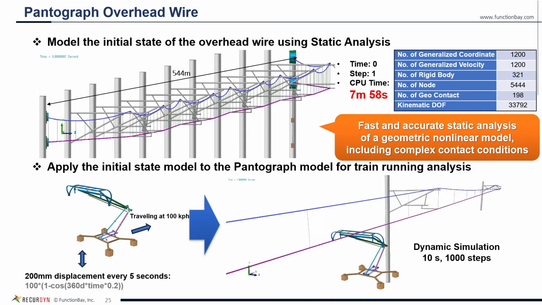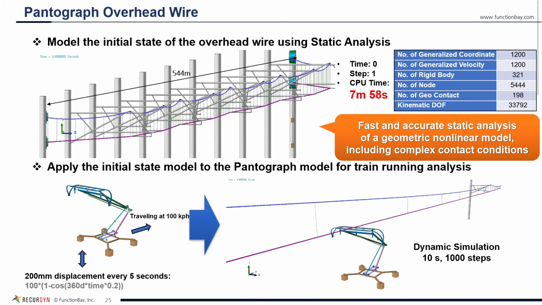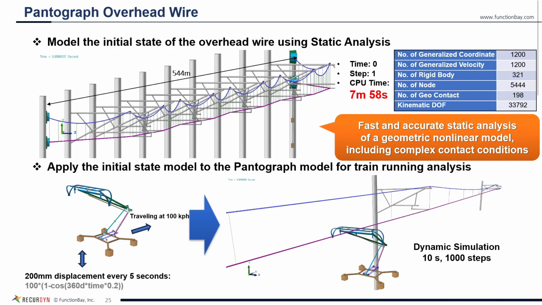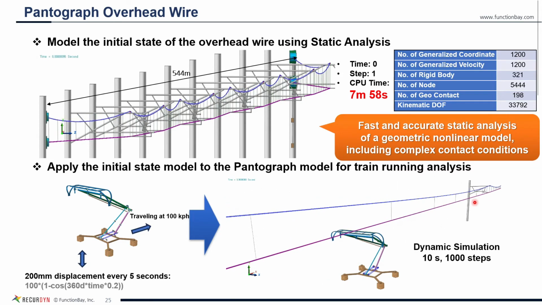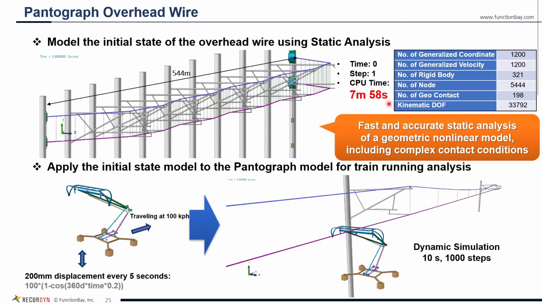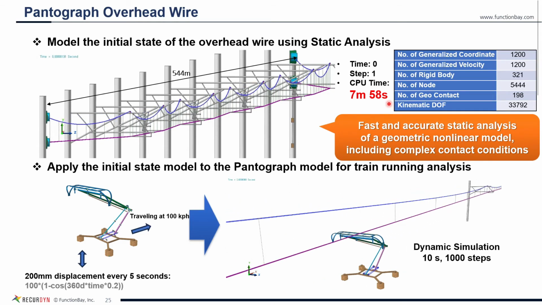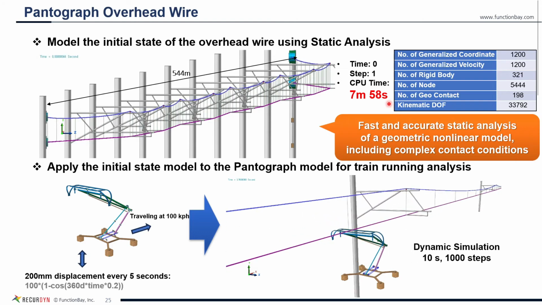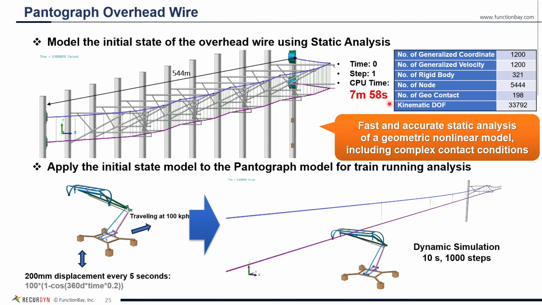This page shows the results of the static analysis on the overhead wire. The solution converged successfully, although it took approximately 8 minutes to achieve equilibrium. Performing a dynamic analysis would require significantly more computational time. This static analysis model is indeed highly complex and challenging. It requires exceptional convergence performance.